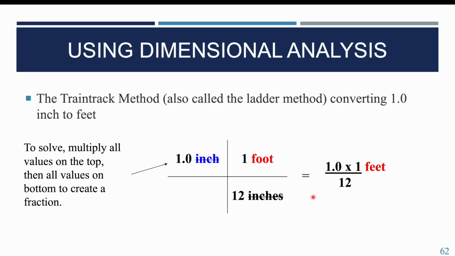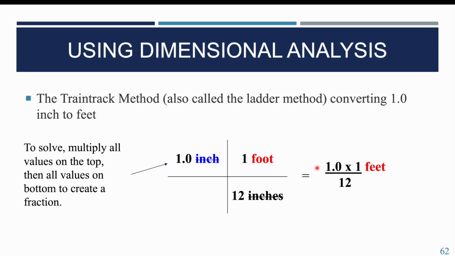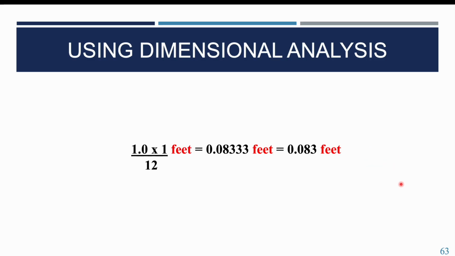And we'll just multiply across again. That's going to be 1, or just something that doesn't exist, times 12. It's going to give us 12 on the bottom. And so now we have another fraction. We have 1.0 times 1 divided by 12. And this is going to be where we get our answer from.